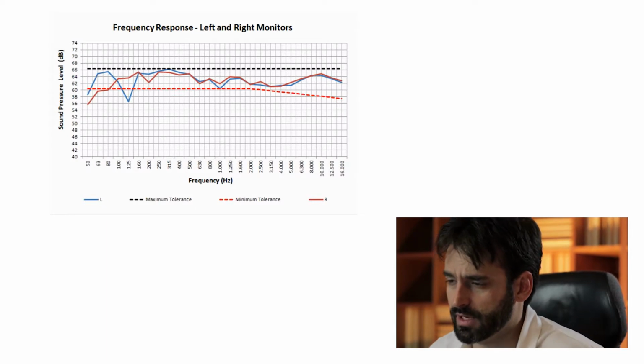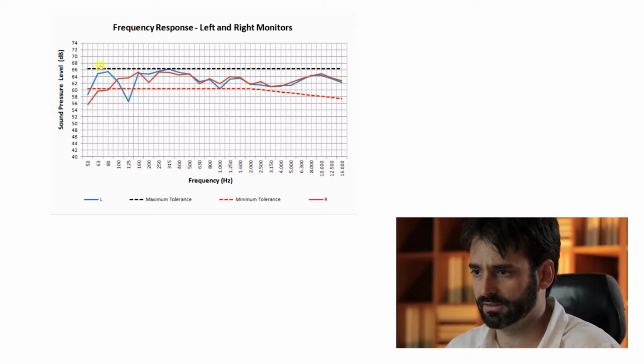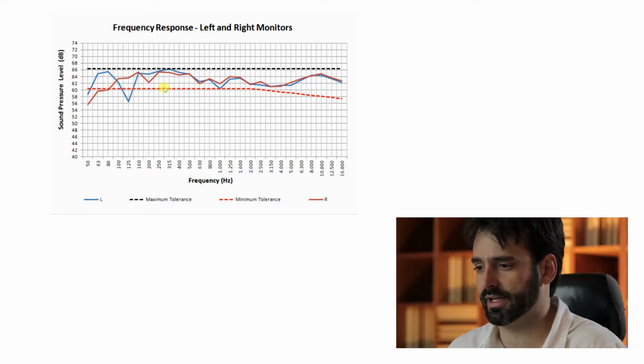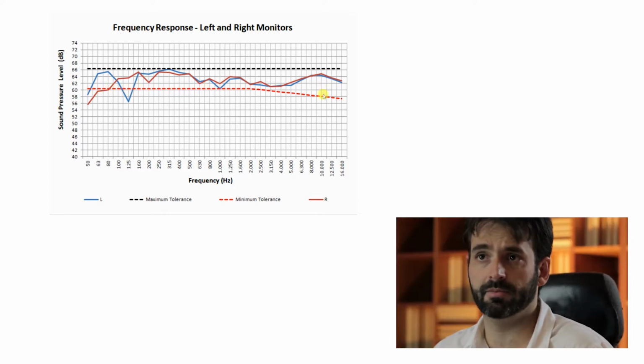So right here we can see, in black, this line in black here is the tolerance and the upper limit, and we have another limit, the red line, okay? The minimum tolerance.